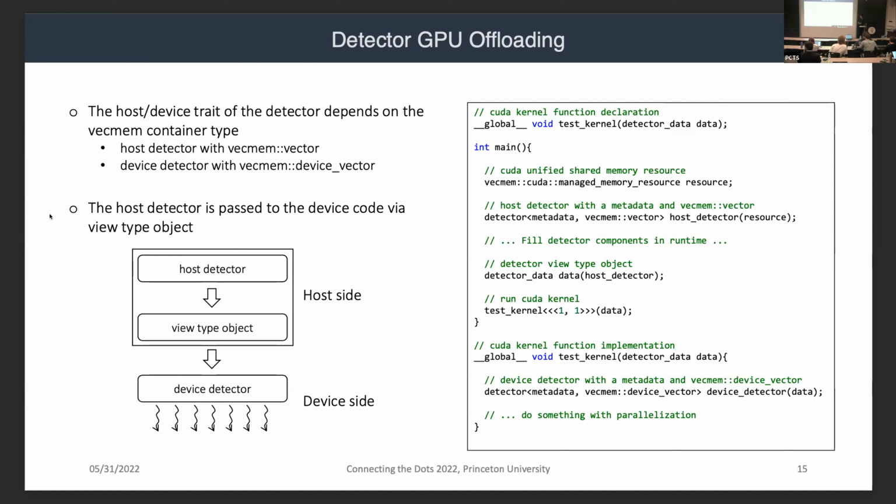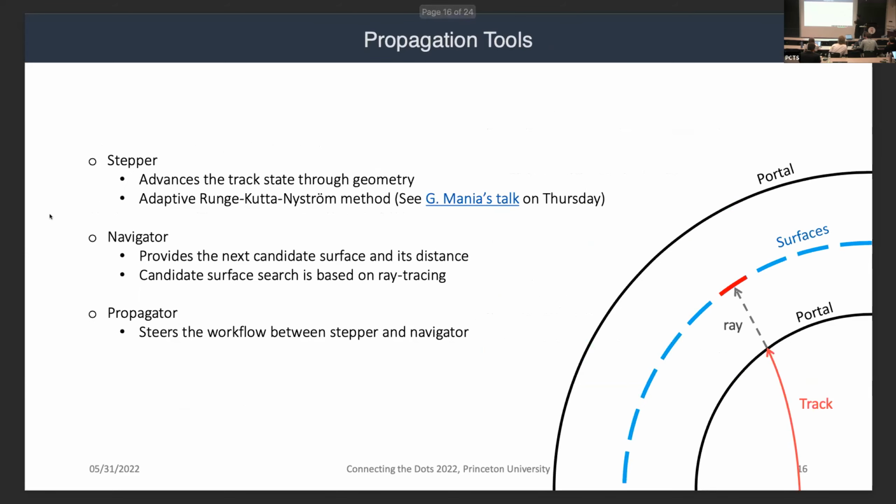In the constructor, we just pass the real-time object here, and then the detector is built by putting the data inside the constructor of the device detector. And for the detector, we also provide some propagation tools. So we are providing three core classes. The first one is the stepper, which is used for advancing the track state through the tracking geometry, and it has the adaptive method. And you can see the talk on Thursday for its own benchmarking.